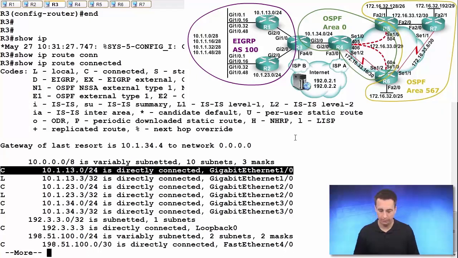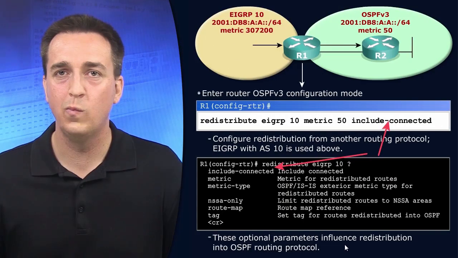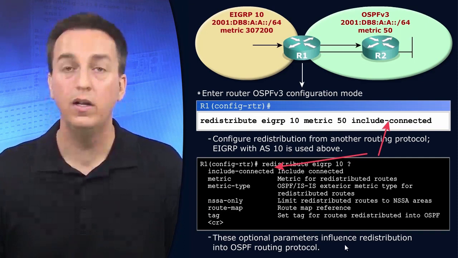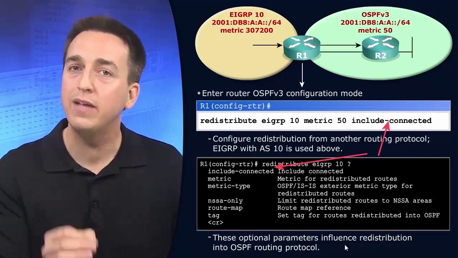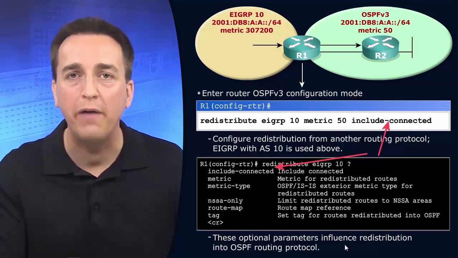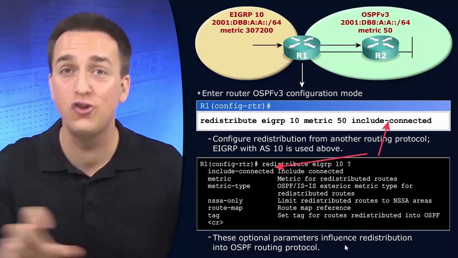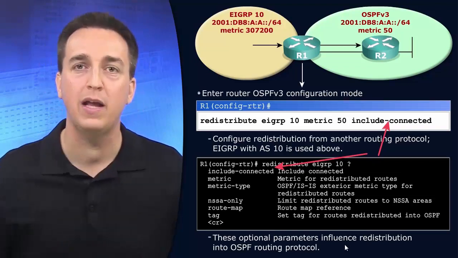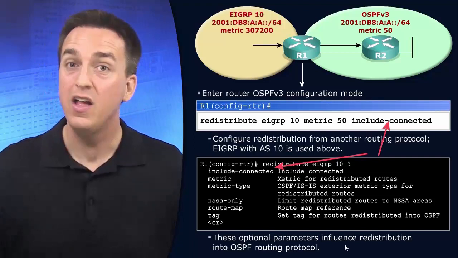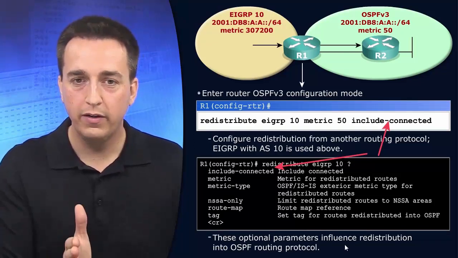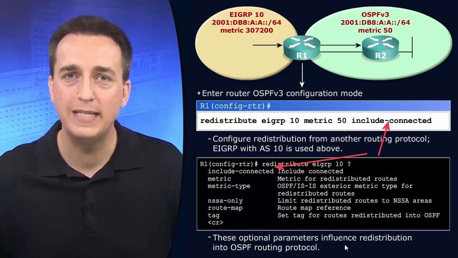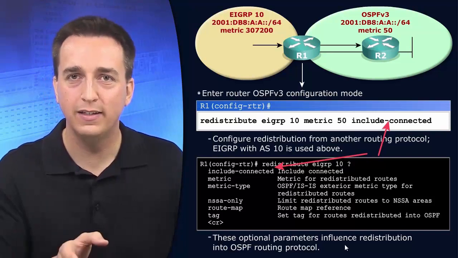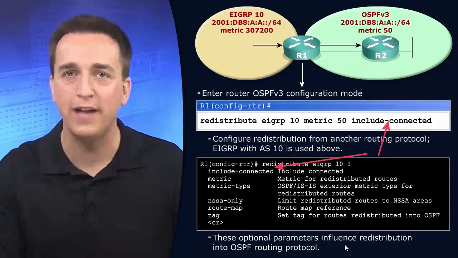However, when you're dealing with IPv6, it doesn't happen by default. If you want those directly connected routes that have interfaces participating in that routing process to be included during redistribution, you need to type in this keyword, include connected. If you don't, then those networks that are directly connected, participating in that routing process, will not be redistributed.